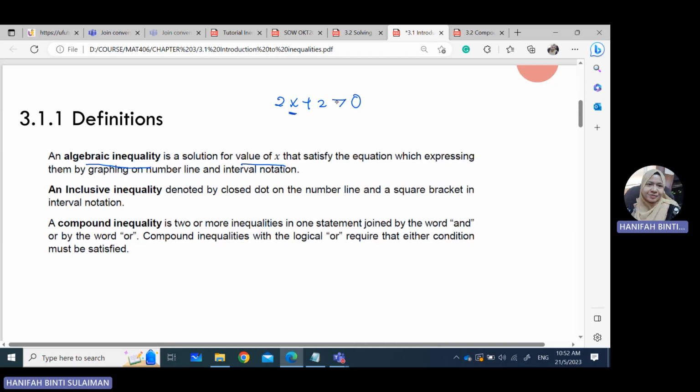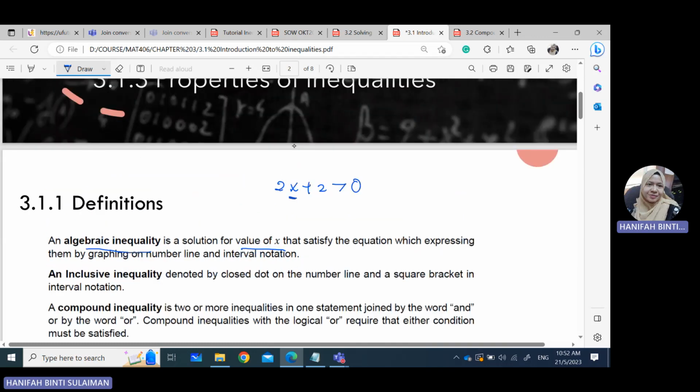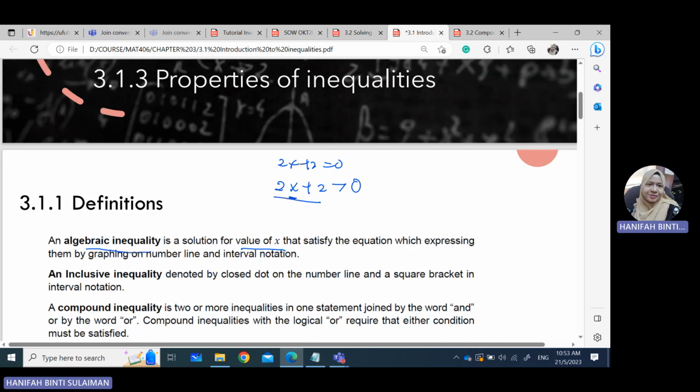So kita guna inequality. So before ni yang kita nampak adalah equation. So equation, dia punya bentuk adalah 2x plus 2 equal to 0. So this one is equation ataupun function lah. So yang ini masih lagi function, 2x plus 2 is a function, but this function is always greater than 0. Okay, apakah nilai-nilai yang menjadikan function ini sentiasa lebih besar daripada kosong? Yang itu yang kita kena cari.